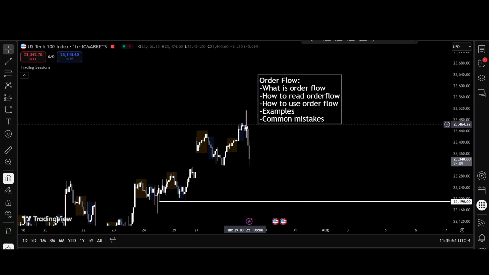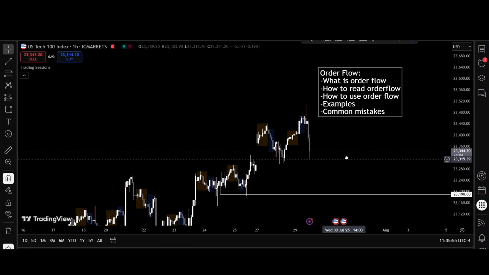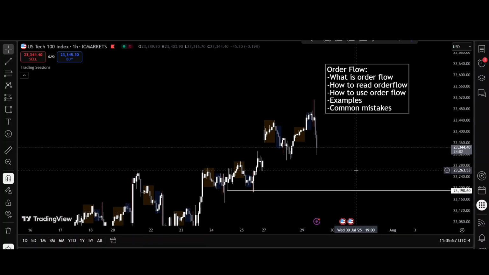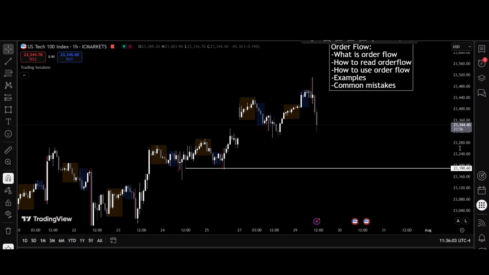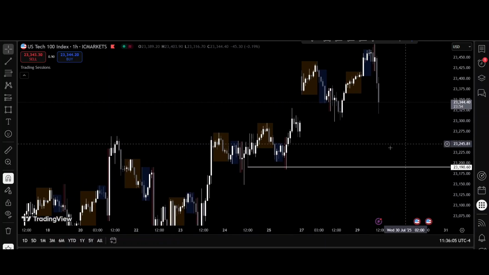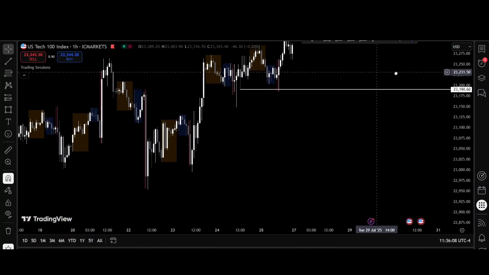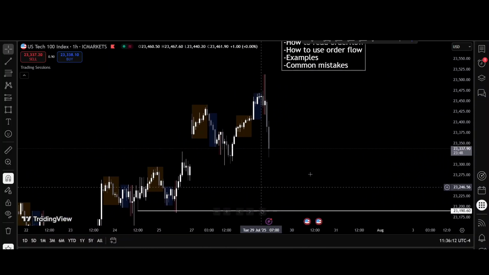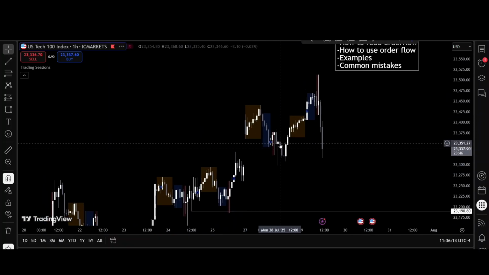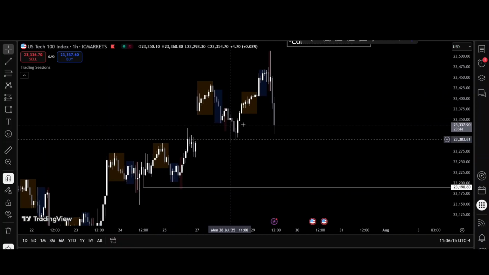Now, we've done this and examples. Now, common mistakes. You don't want to mistake pullbacks for reversals, because a pullback can look like, let me give you an example. Honestly, right here, this is a pullback, but order flow is still bullish.